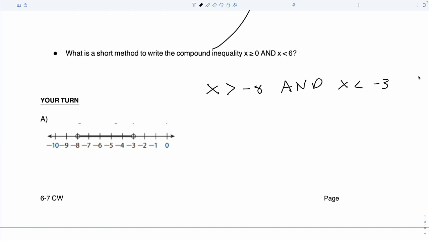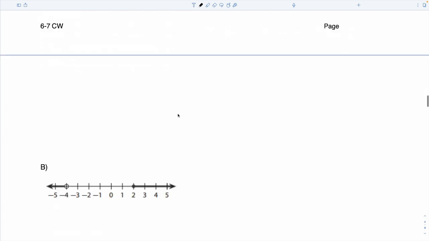Give me the simplified version of the and compound inequality. Jackson, what'd you get? -8 is less than x. Yeah, and then it would be less than. When you list compound inequalities, you're reading left to right, so it would read as -8 is less than x, which is less than -3. All do not have a chin because all circles are open.